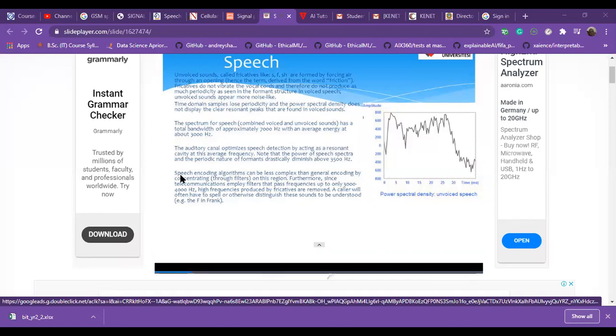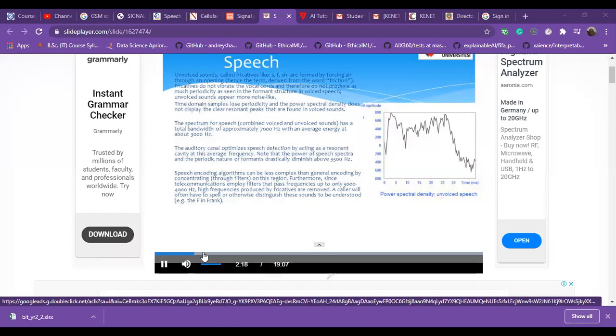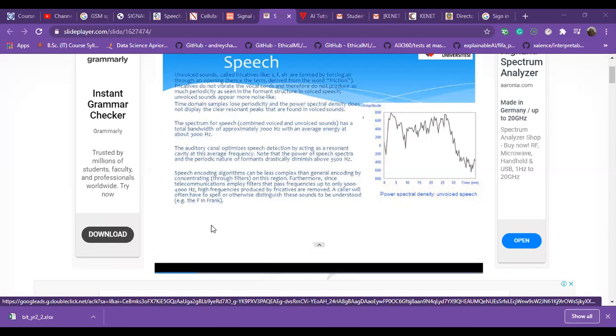The spectrum for speech, combined voiced and unvoiced sounds, has a total bandwidth of approximately 7,000 Hz with an average energy at about 3,000 Hz. The auditory canal optimizes speech detection by acting as a resonant cavity at this average frequency. Note that the power of speech spectra and the periodic nature of formants drastically diminish above 3,500 Hz. Speech encoding algorithms can be less complex than general line coding by concentrating, through filters, on this region.